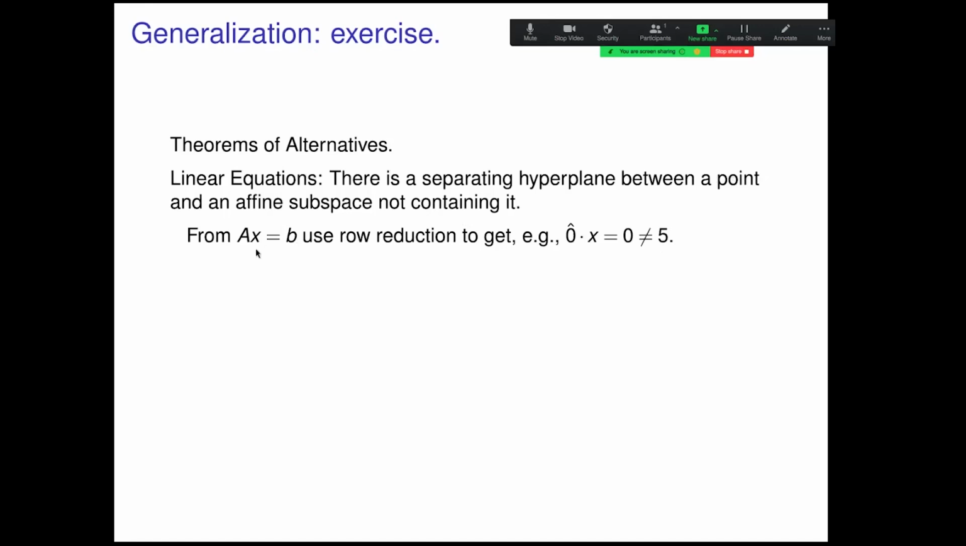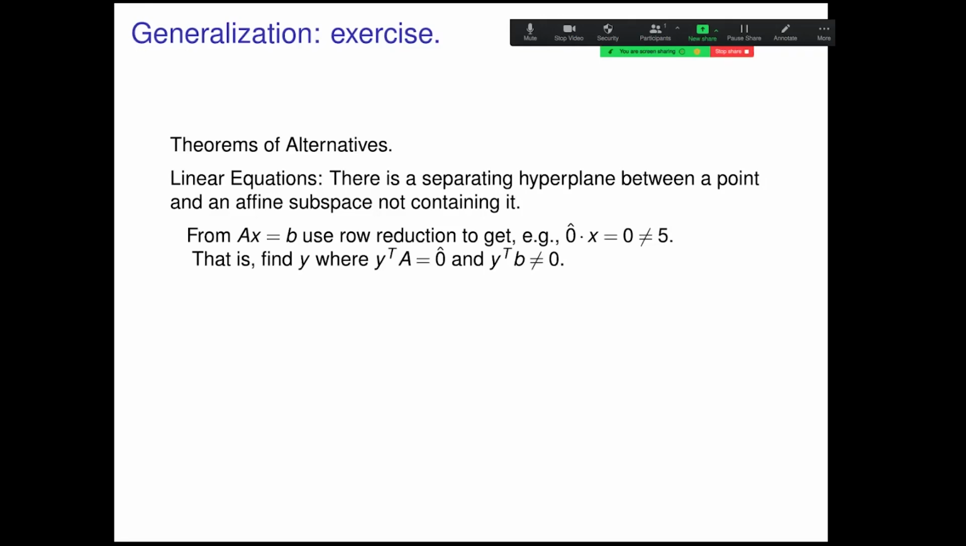If there's a way to add up the rows of A so that on the left-hand side you get all zeros in the matrix, and on the right-hand side you get a non-zero, you know there's no solution. And that is, again, just solving another linear equation. It's the dual. Okay? There's this theorem of alternatives.